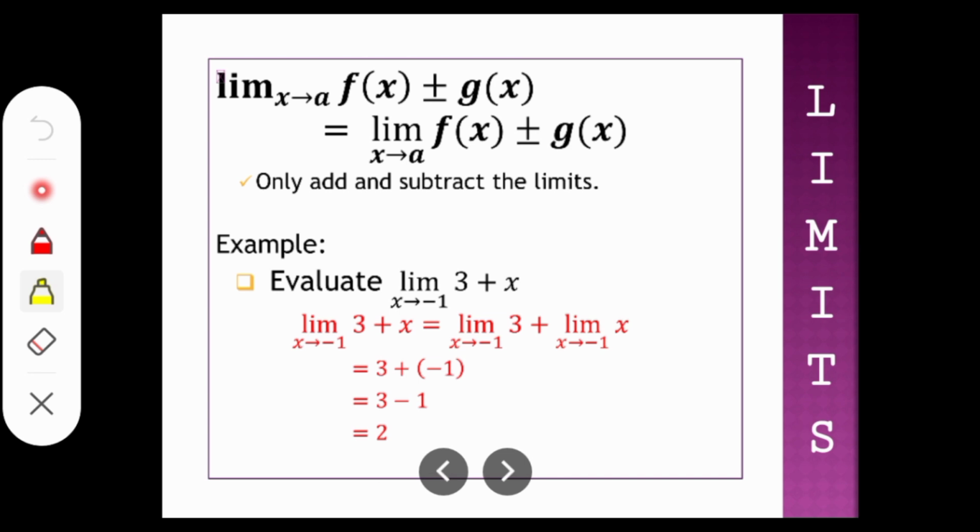Let's have an example. Evaluate the limit of 3 plus x as x approaches negative 1. Let's distribute first the property. The limit of 3 plus x as x approaches negative 1 is equal to the limit of 3 as x approaches negative 1 plus the limit of x as x approaches negative 1.